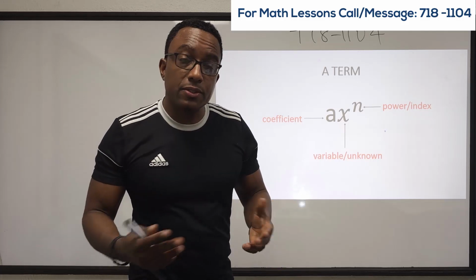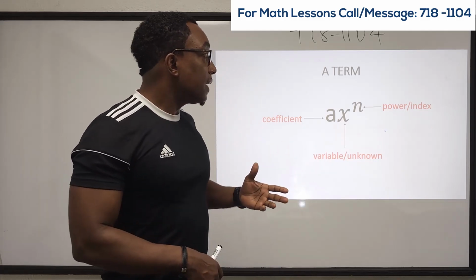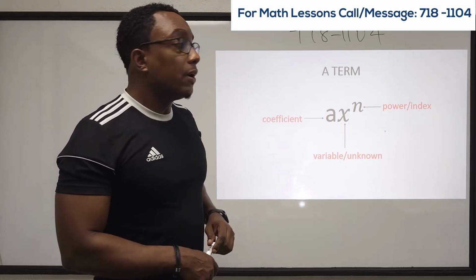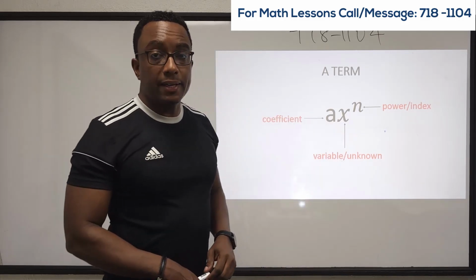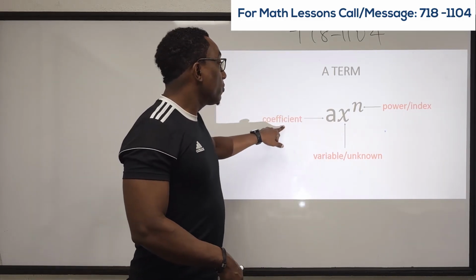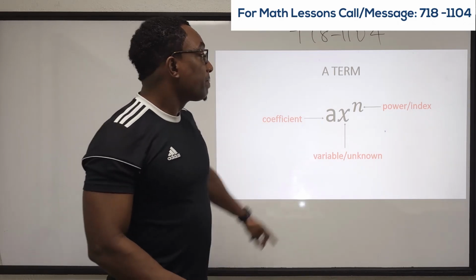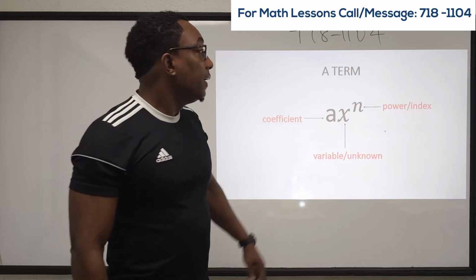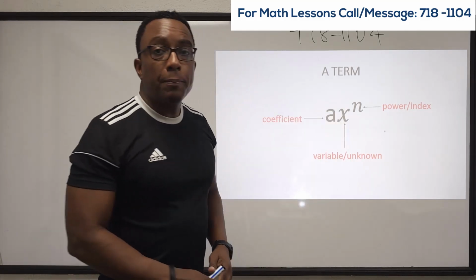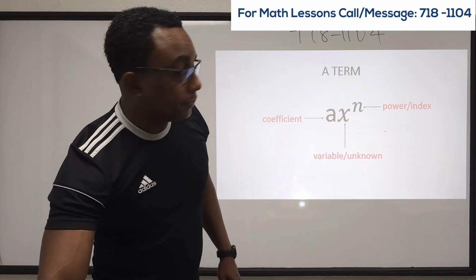Now, when it comes to simplifying algebraic expressions, we need to understand what is a term. Now, a term is of the form ax to the power of n. A in your term is called the coefficient. X in your term is called your variable or unknown. N in your term is called your power or index.